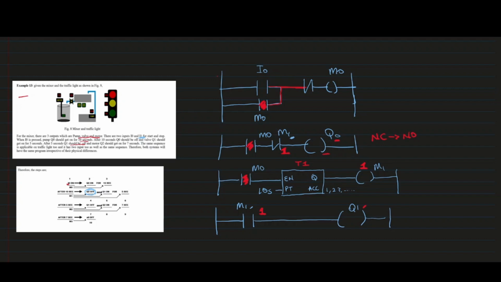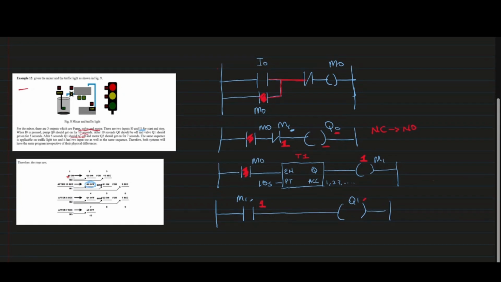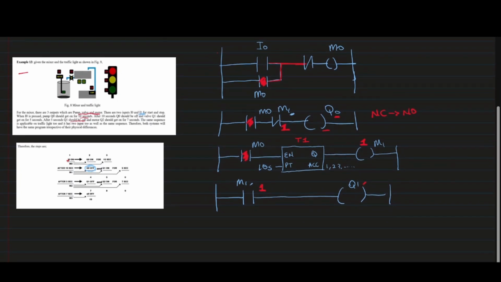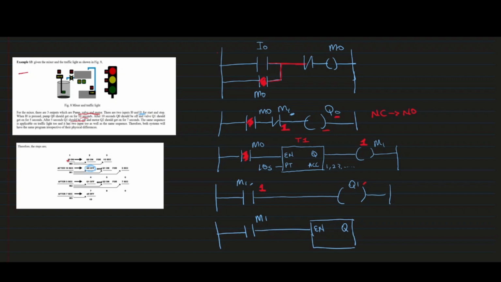We want Q1 to remain on for 5 seconds. So we're going to connect M1, the memory bit that is now active, to a timer, an on delay timer. This is the enable bit, this is the done bit, this is the accumulator that counts, and this is the preset value. The output is going to be M2 because that's the next memory bit we're going to use to control the circuit.